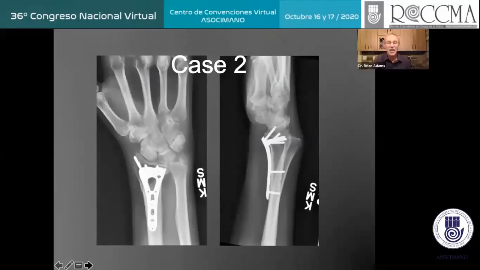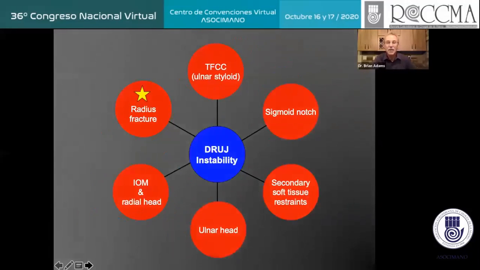So what I'd like to do now is to discuss some of my approaches to complex distal radial ulnar joint problems and then come back to these two cases. Certainly the most common reason for DRUJ problems is complex distal radius fractures that create problems all along the ulnar side of the wrist.